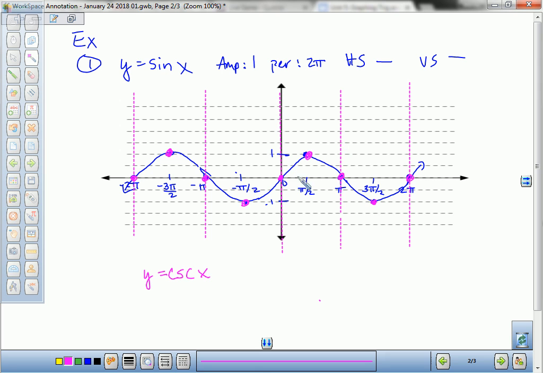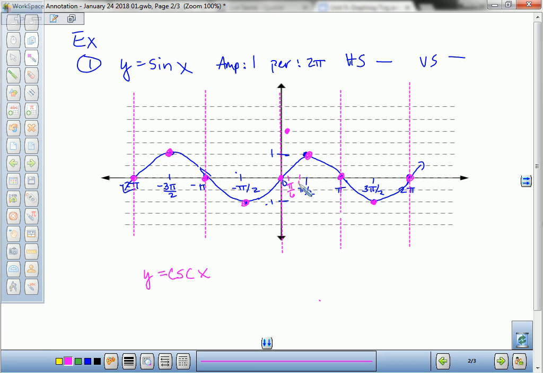All right, now I'm going to pick one like pi over 6. What is the y value at pi over 6? One half. So if I flip that, what is it? 2, so it's up here.